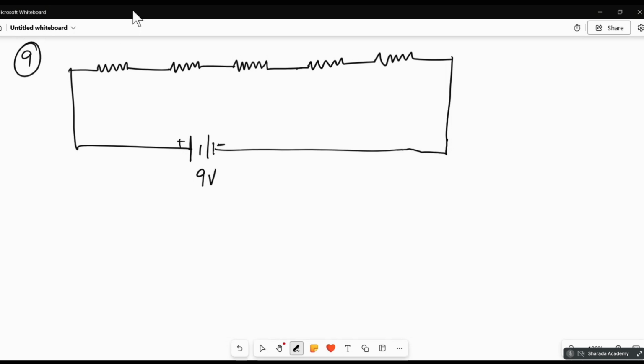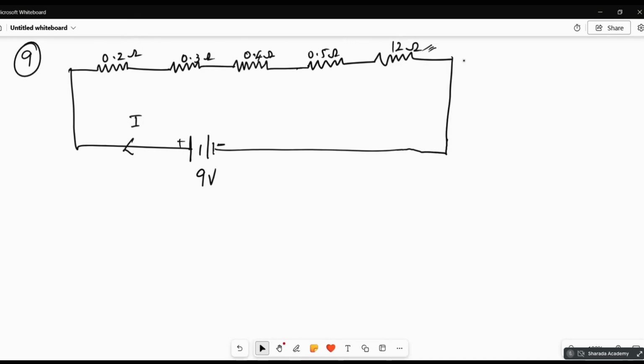This is 9 volts. So here the resistors: 0.2 ohms, 0.3 ohms, 0.4 ohms, 0.5 ohms, and this is 12 ohms. So how much current would flow through the 12 ohm resistor? Listen here. Current from the positive terminal comes to the negative terminal. Since it's a series circuit, whatever current is there will flow through all the resistors. There is no other path to flow. That is why the same current will flow through all the resistors.